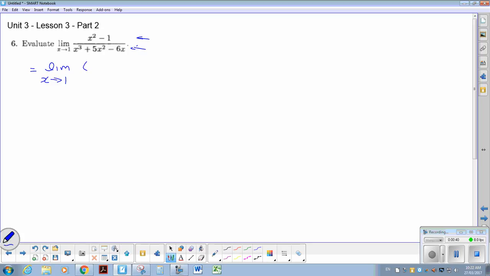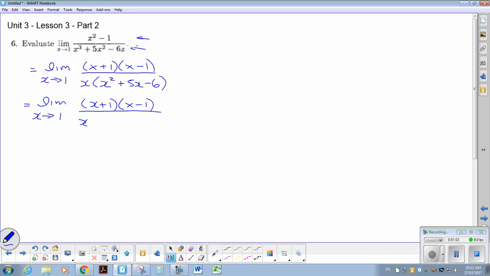Top is a difference of squares, x plus 1, x minus 1. Denominator, I'm going to start with the common factor of x, leaving me with x squared plus 5x minus 6. I can still factor that denominator out. One more step. So I have x plus 1, x minus 1 on the numerator. On the bottom, two numbers that multiply to negative 6 and add to 5. So we would have x plus 6 and x minus 1.